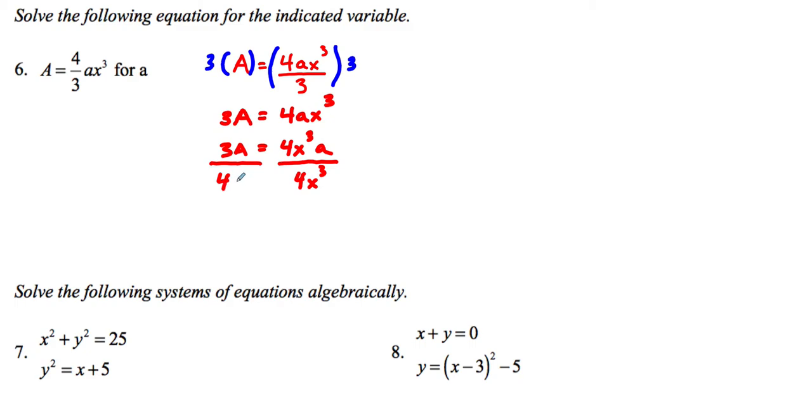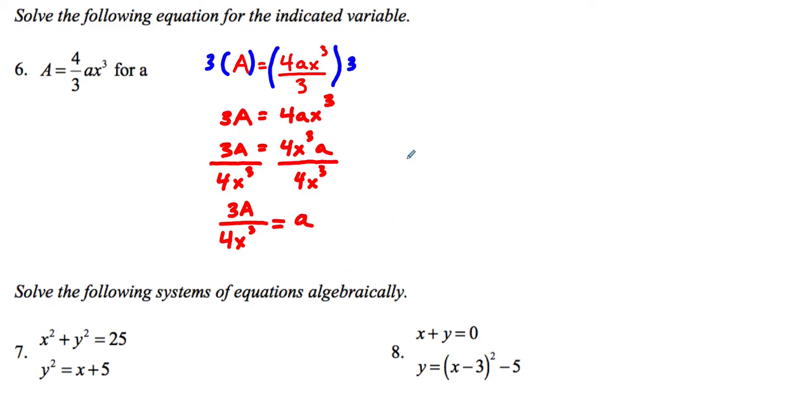So you're going to have 4x to the third in our denominator. Right now it's 3 times capital A over 4 times x to the third power, and that equals a.